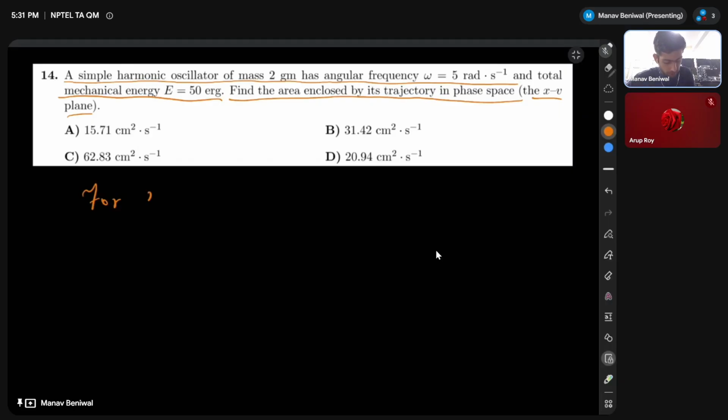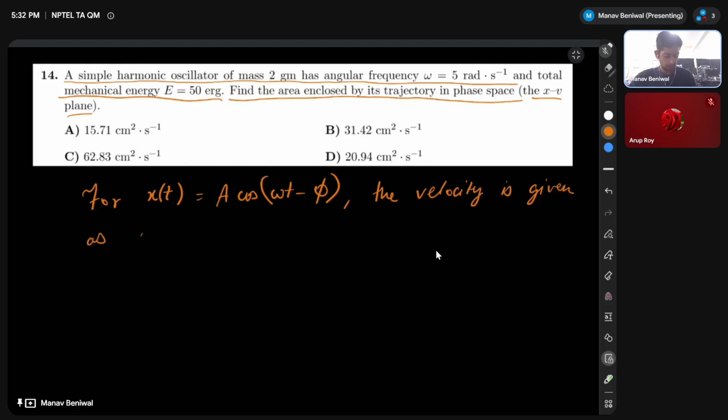So for x of t being equal to a cos(omega t minus phi), let's find out the velocity. The velocity v of t is nothing but the derivative of x of t, and we get minus a omega sin(omega t minus phi). So we get this velocity.